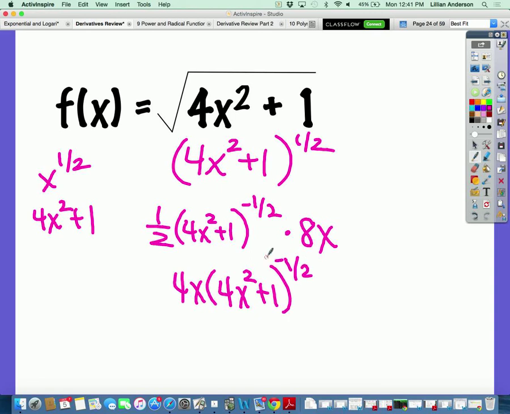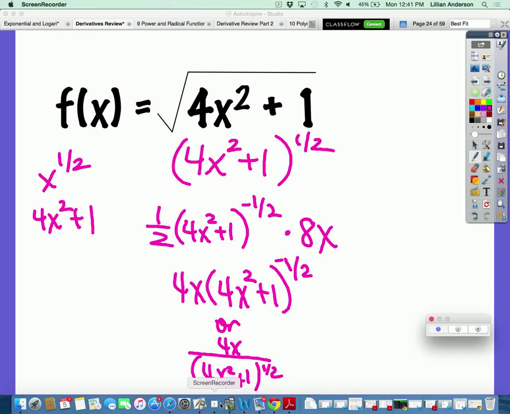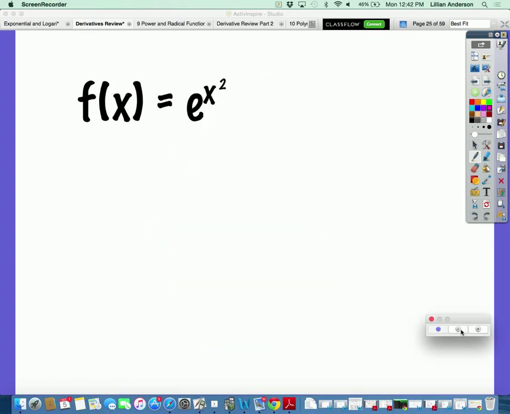Which is also the same as 4x over 4x squared plus 1 to the positive 1/2. Or you can write it as a radical and then rationalize your denominator and keep on going. But if you get to this part, then I'm pretty sure from there you should be good to go. Alright, here's the next one.